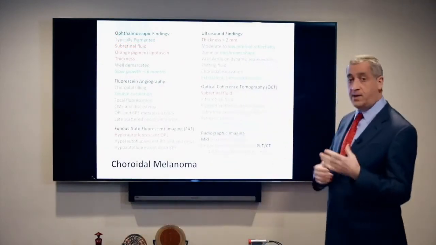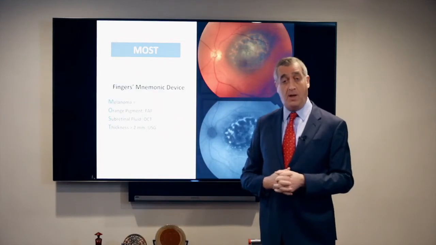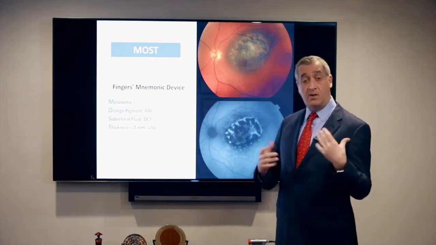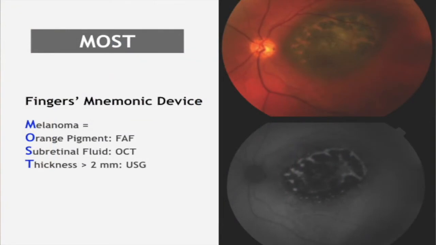And OCT is really helpful for looking at subretinal fluid, which again goes back to those three most important findings. So looking at those three most important findings, I put together a mnemonic device to help us differentiate the smaller tumors, smaller nevi, suspicious nevi, from melanomas. Most people would agree that if you see orange pigment, best seen on fundus autofluorescent imaging, if you see subretinal fluid, best seen on OCT, and if you have a thickness of 2 or more millimeters, best measured with ultrasound, you have a melanoma.